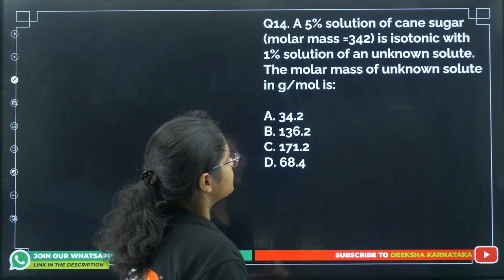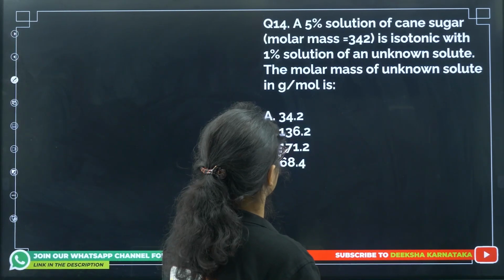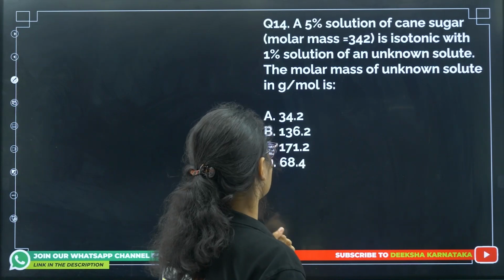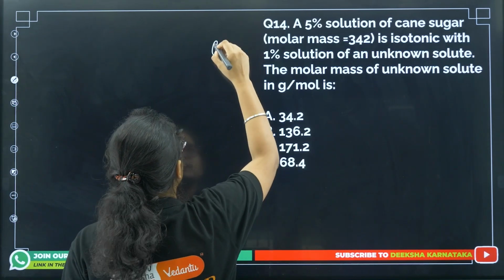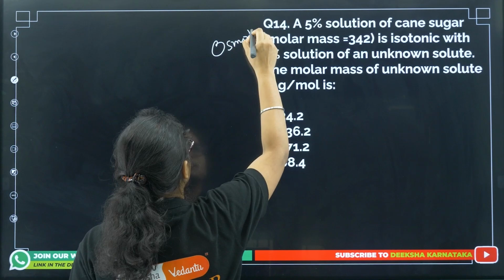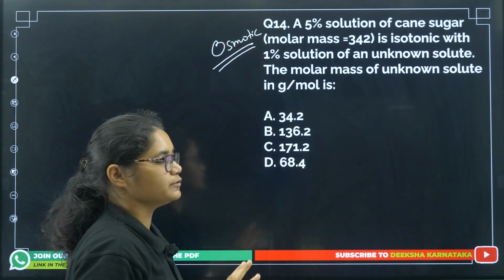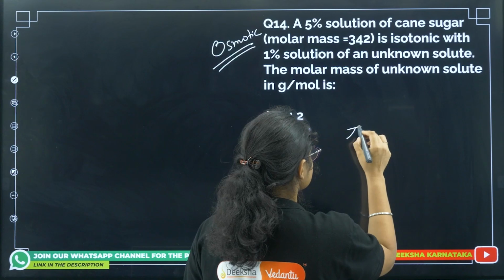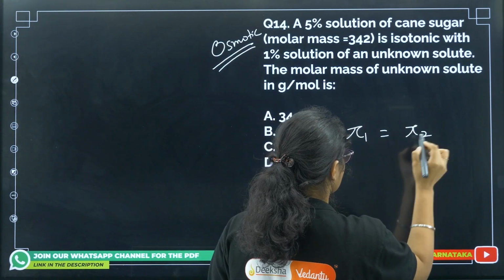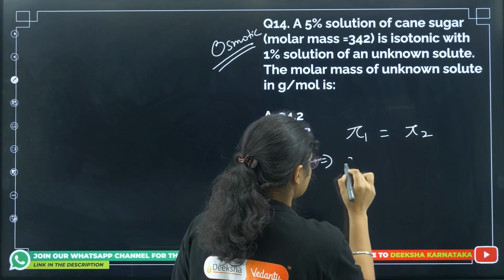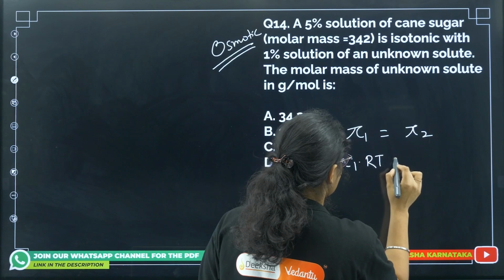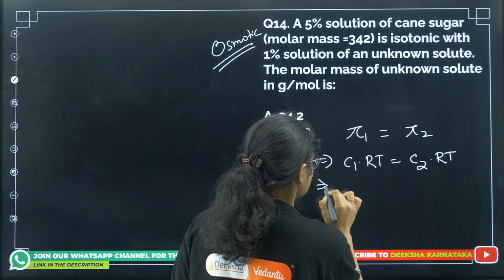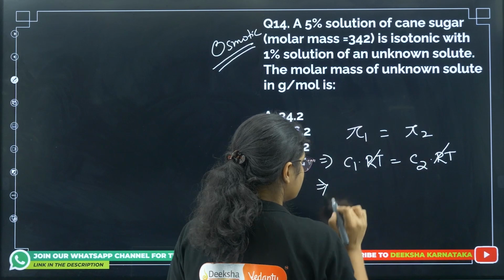A 5% solution of cane sugar is isotonic with 1% solution of an unknown solute. The molar mass of the unknown solute is. Yes, this question is from your osmotic pressure. When we say isotonic, that means the two solutions have equal osmotic pressure. So I can say that pi 1 is equal to pi 2. Okay. So pi 1 can be written as C1 RT is equal to C2 into RT. Okay. Now RT we can cancel.